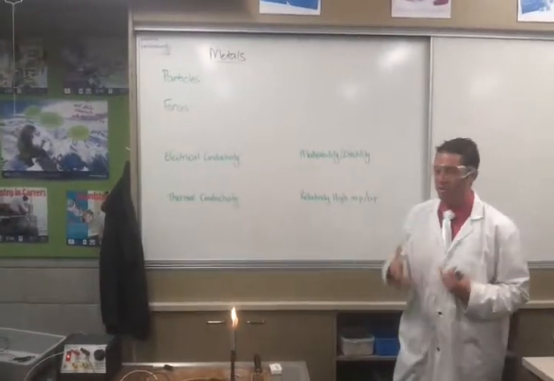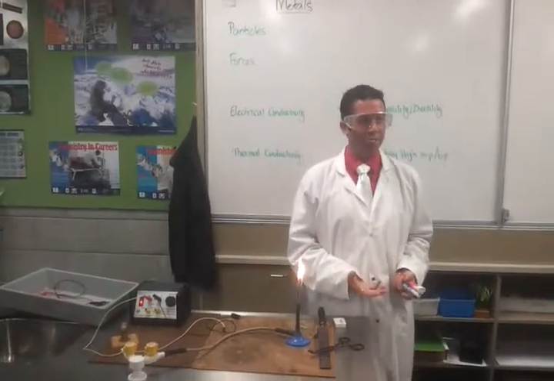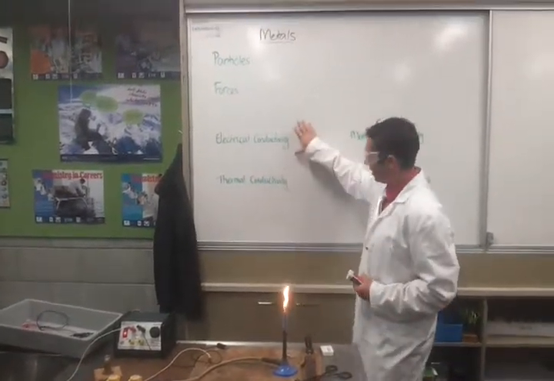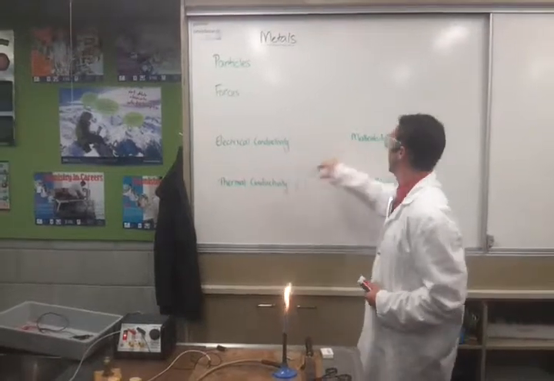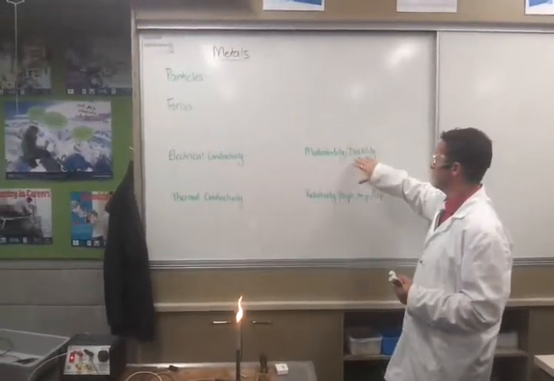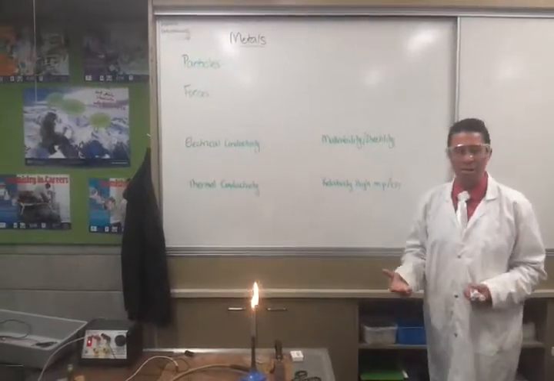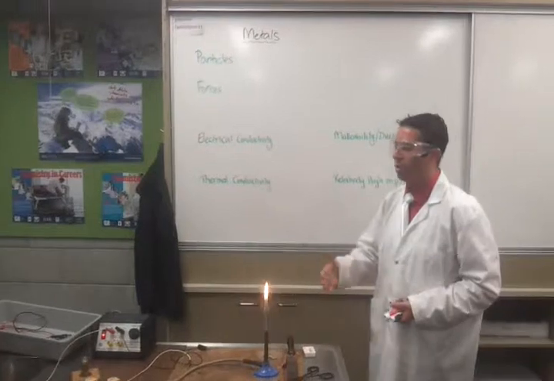Right, we're going to learn about the structure of metals today. You already know a lot of the properties of metals, such as the fact they conduct electricity, they conduct heat, they can be changed shape without breaking, so malleability, or they can be drawn into wire, ductility, and they have relatively high melting points and boiling points. I'm going to show you a lot of these.